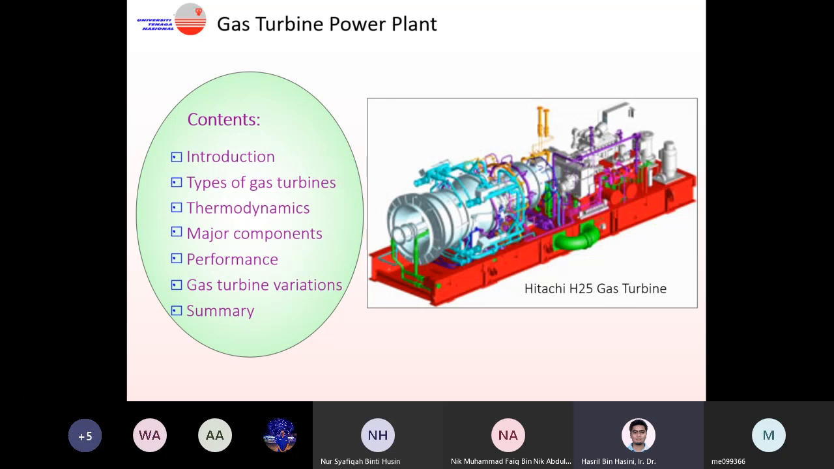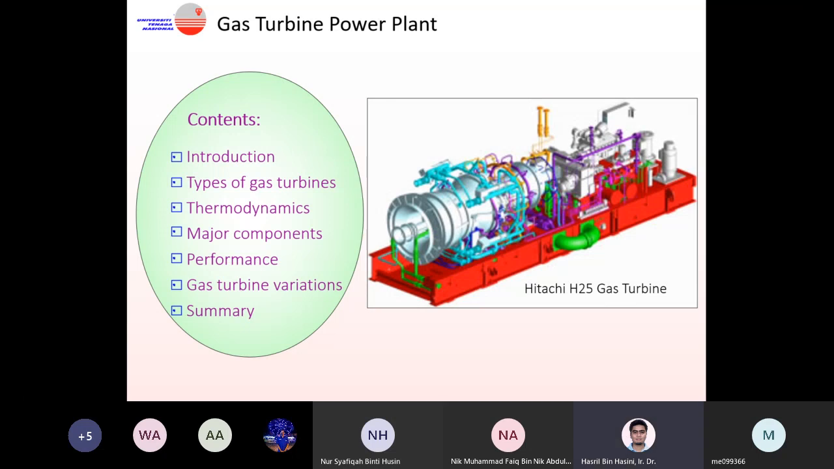And then we'll cover a little bit on the thermodynamics point of view, which we have done before in Thermodynamics 2. This is just a repetition for you to refresh the equations, especially for the efficiency part. Then we'll see what the major components are, necessary for repair and maintenance later on. And then the performance: how do we assess the efficiency of a gas turbine?